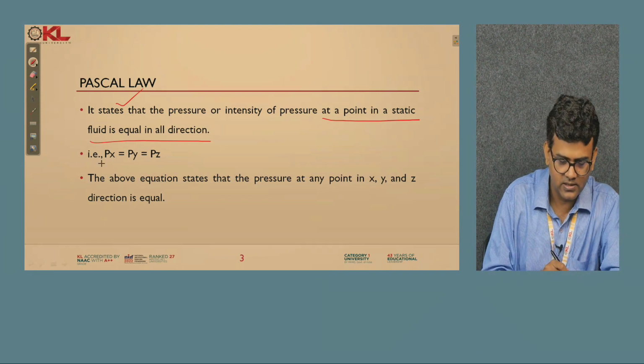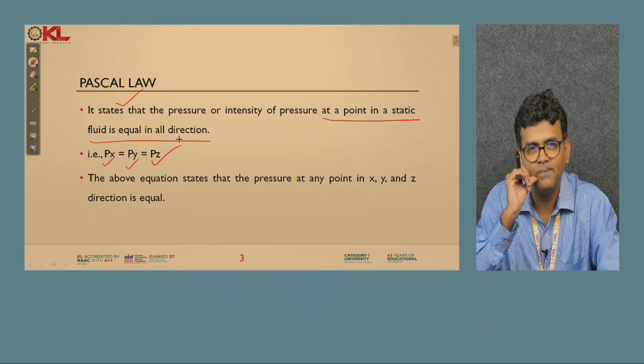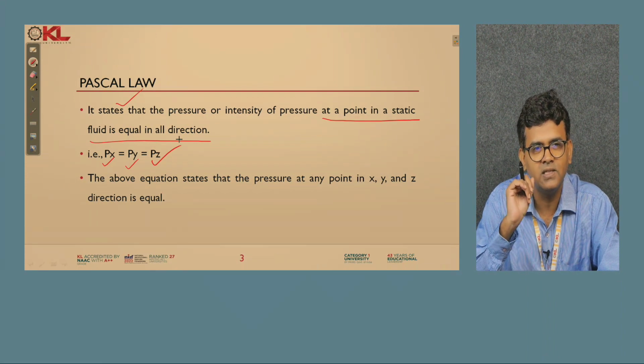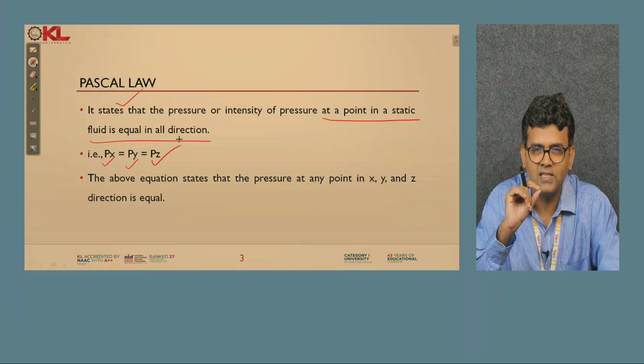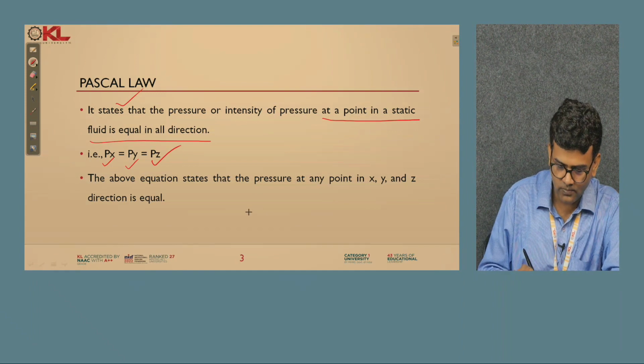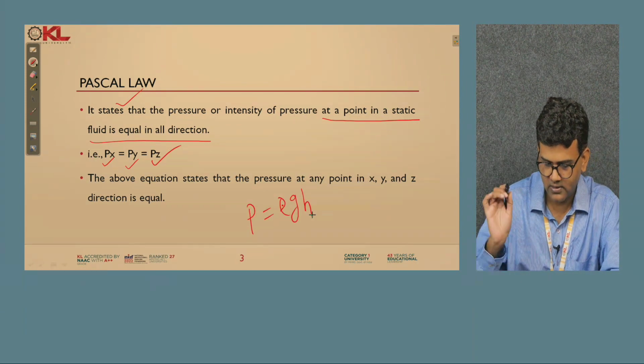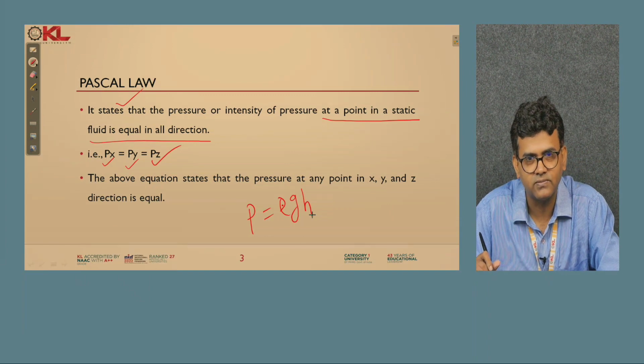The pressure is Px equal to Py equal to Pz. Px is the pressure at that point in the x direction, Py is the pressure in the y direction at that point, and Pz is the pressure in the z direction. That is, the pressure at a point is equal in all directions in a static fluid. That is the Pascal law. So from this we will have P equal to rho gh.